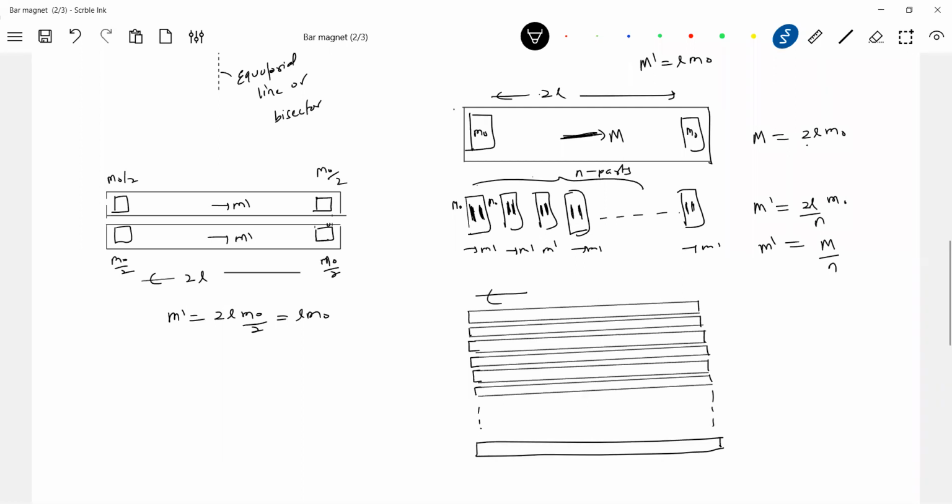The length has not changed. Pole strength is going to change, no? When this bar magnet is cut, a part of the pole strength will come here, a part will come here. So if you cut it along the equatorial line, pole strength will not change, but the magnetic length will change. If you cut it along the axial line, then the pole strength is going to change, and the magnetic length will remain as it is.